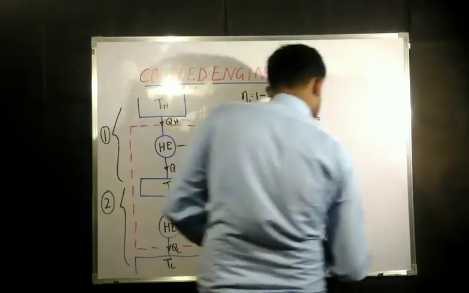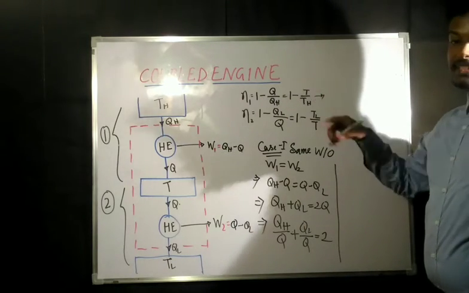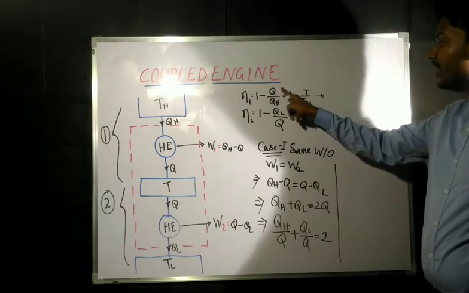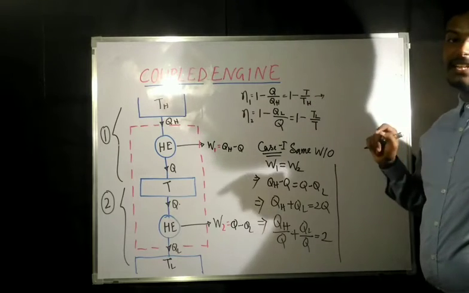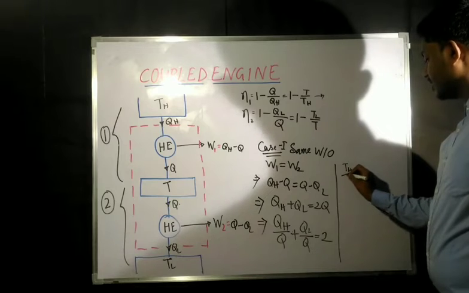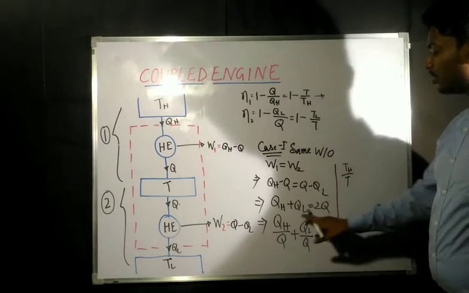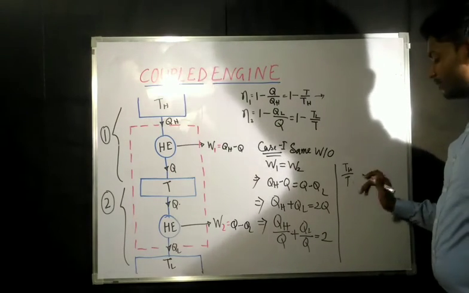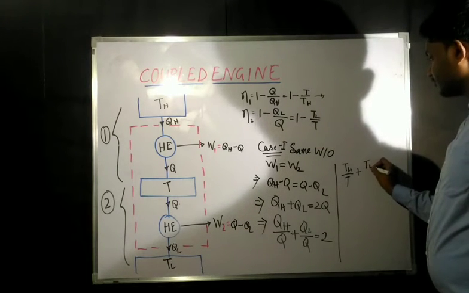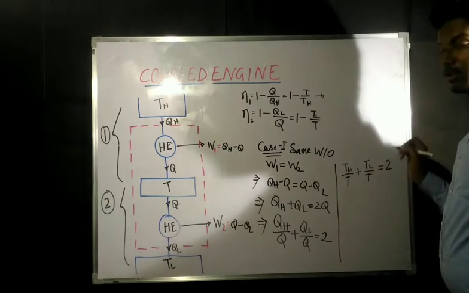Now from this equation, if the heat engine is reversible, we have seen that Q by QH is going to be T by TH. So QH by Q must be equal to TH by T. If this is reversible, Q by QH becomes T by TH, so QH by Q will become TH by T, plus QL by Q becomes TL by T. This is going to be equal to 2.